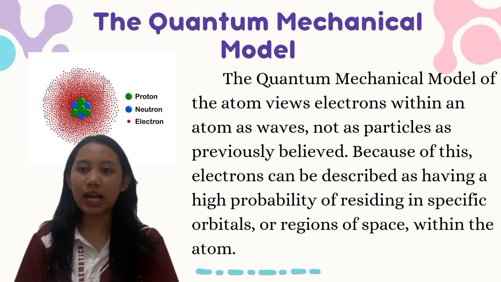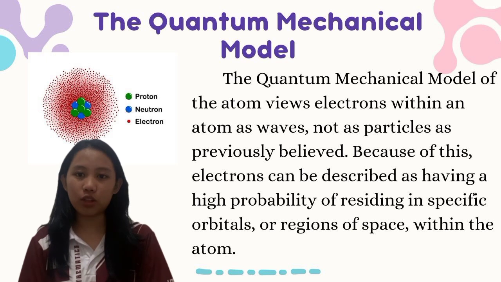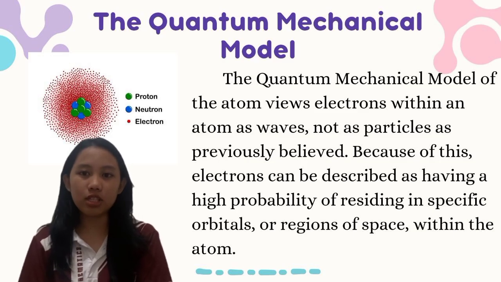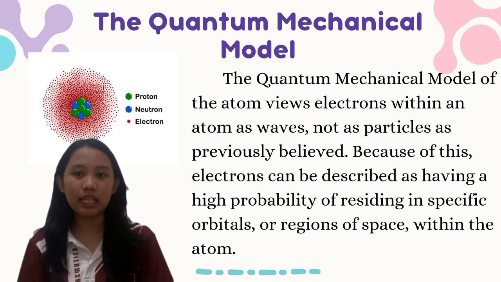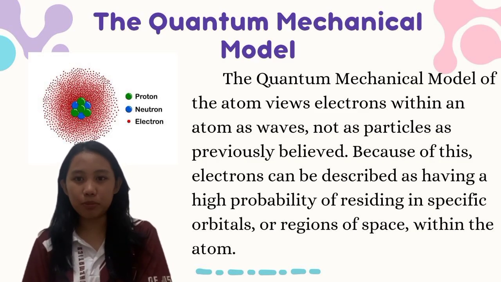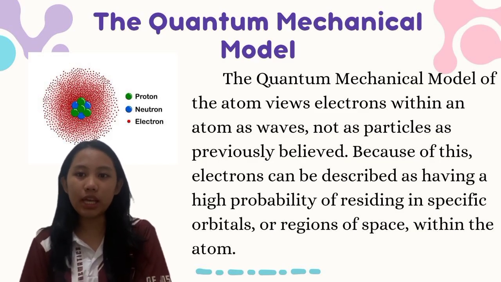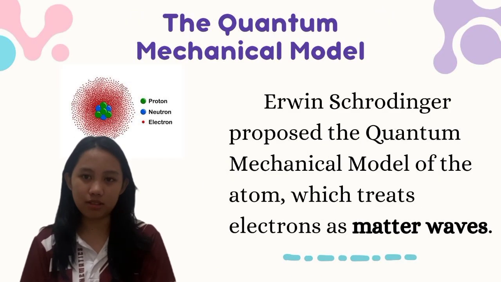The quantum mechanical model of the atom views electrons within an atom as waves, not as particles as previously believed. Because of this, electrons can be described as having a high probability of residing in specific orbitals or regions of space within the atom. The quantum model determines the allowed energies an electron can have and how likely it is to find the electron in various locations around the nucleus.